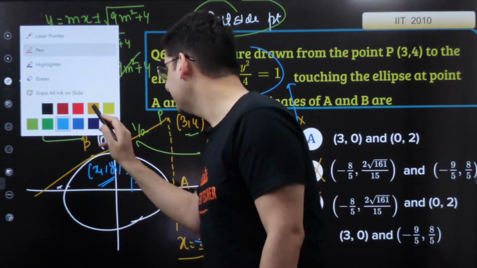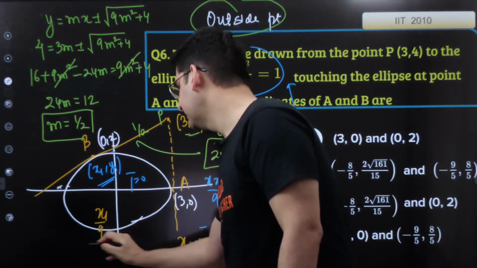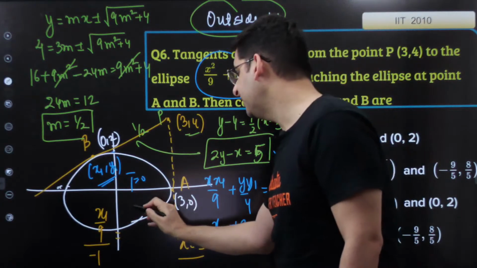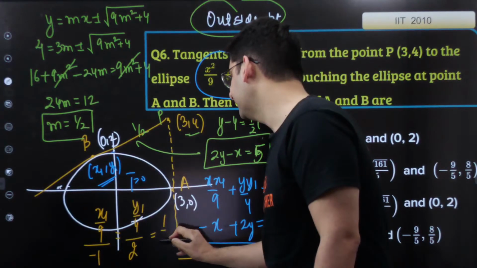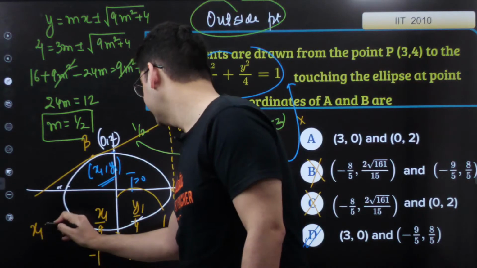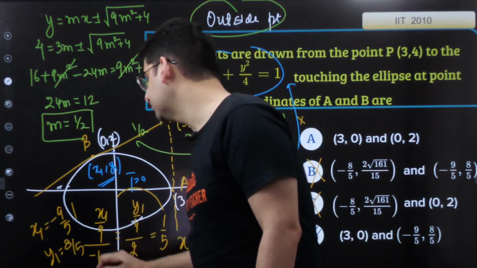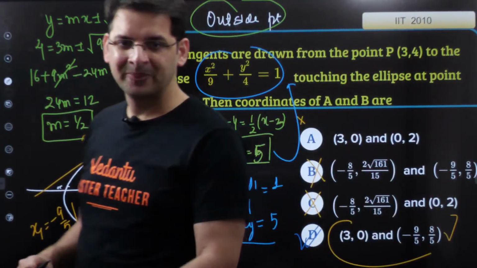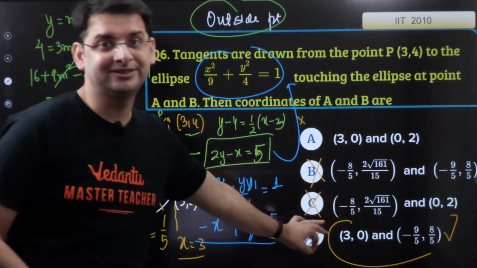Compare. So how do we compare? Ratios. X coefficient: x1 by 9 divided by minus 1. Y coefficient: y1 by 4 divided by 2 is equal to 1 by 5. So if you compare this and this, x1 is going to be minus 9 by 5, y1 is going to be 8 by 5. So the point of contact is going to be minus 9 by 5 and 8 by 5. Option D is going to be the correct answer. Right, so this is how you apply this.